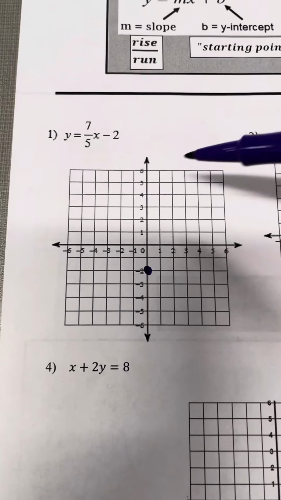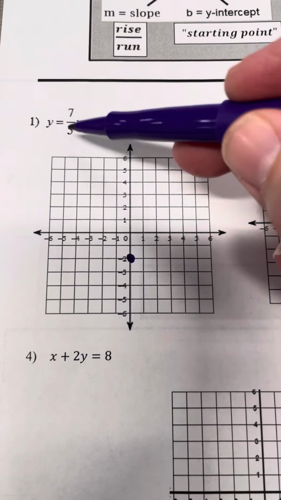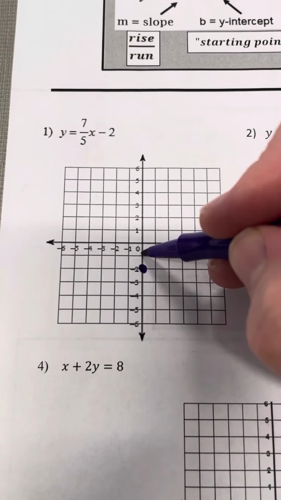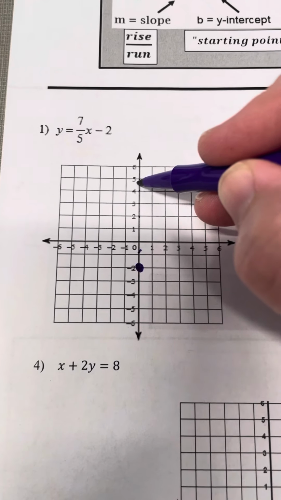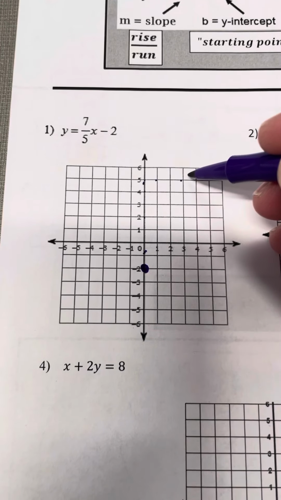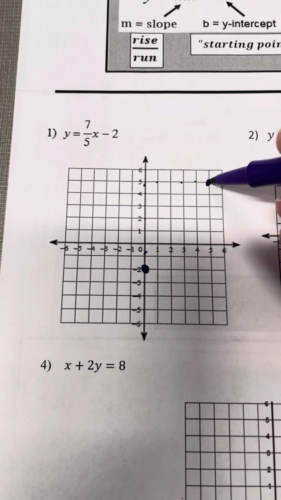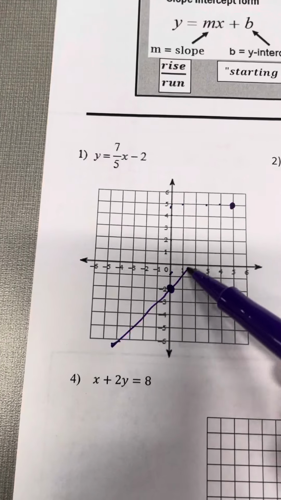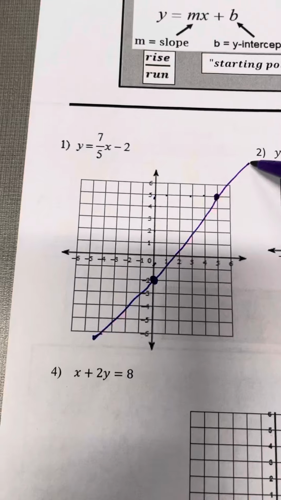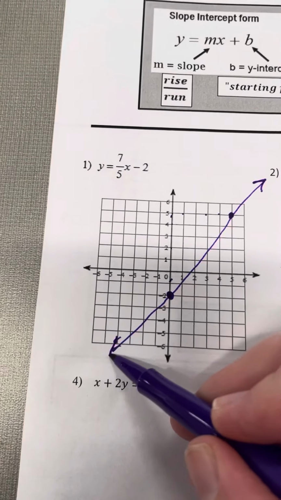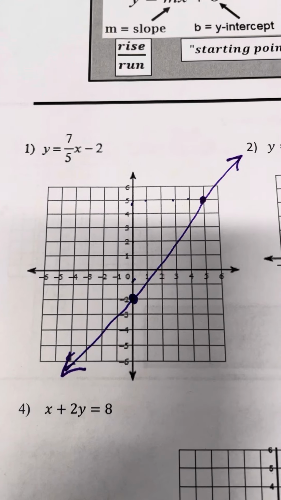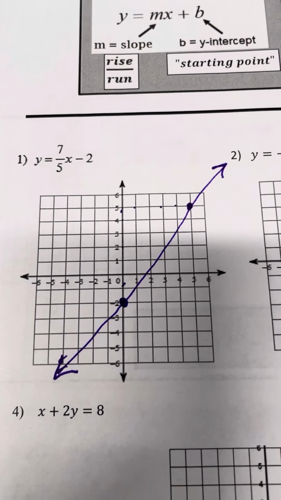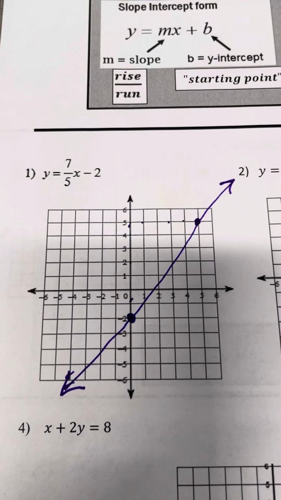And then I'm going to graph another point, so I'm going to rise over run. I'm going to go up 1, 2, 3, 4, 5, 6, 7, and over 1, 2, 3, 4, and 5. And then I'm going to draw a line that goes through those points, and that is how I graph that equation. So that's the basic, and in the next video, we're going to talk about graphing systems of equations.